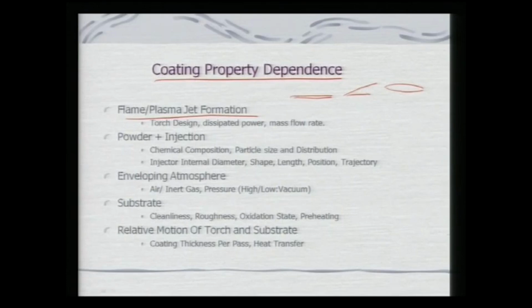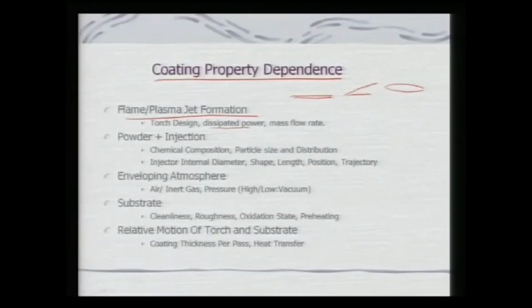It also depends on how much power we are supplying, or how much heat the gun can withstand, so the overall dissipated power, and even how it controls the mass flow rate. If you want very high deposition rates, we need the gun to be capable of handling high mass flow rates. So, the overall flame and plasma jet formation is dictated by these things. Again, the powder and its injection are also very critical, because the first thing is chemical composition, what sort of chemical composition we want to work with. Also, there are the size and distribution of particles.